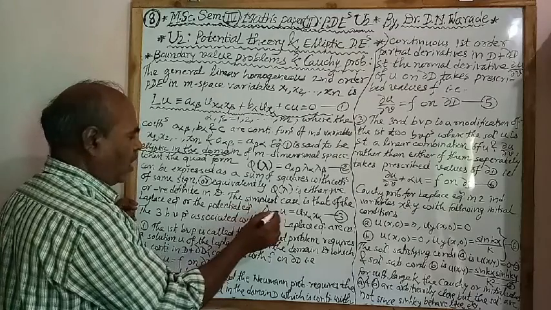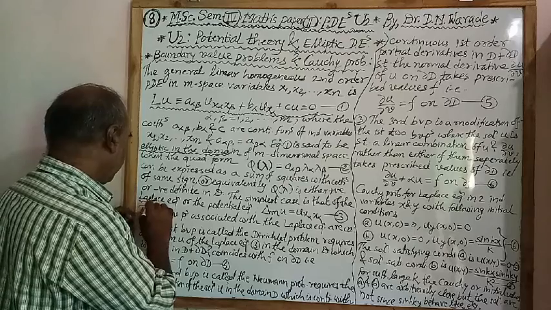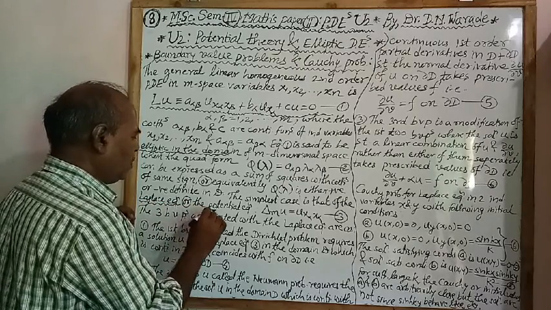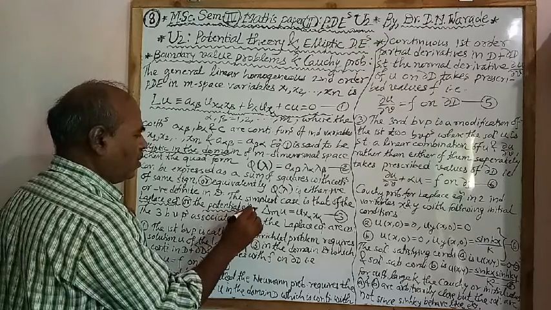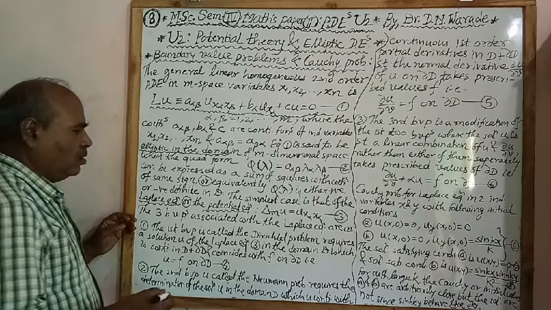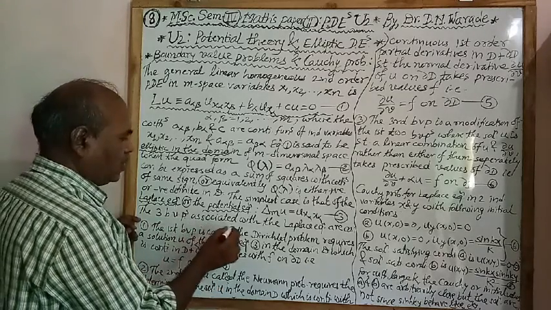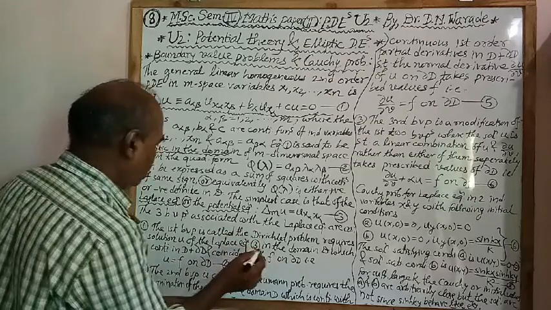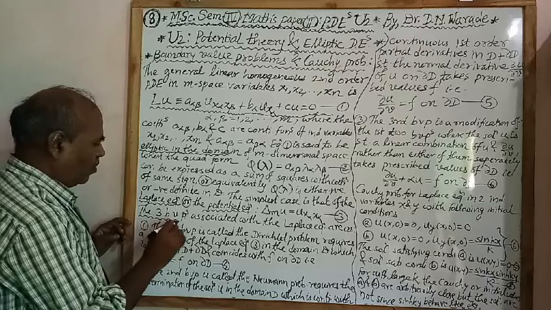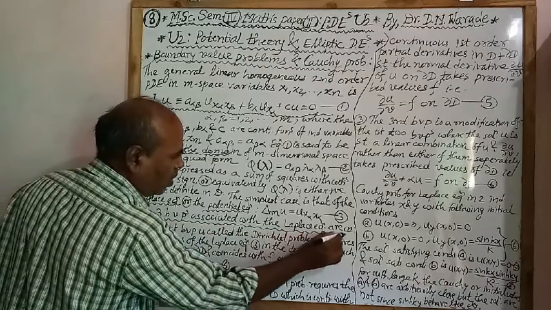The simplest case is that of the Laplace equation, or the potential equation, given by Δu equal to u_{xα xα}. The three boundary value problems associated with the Laplace equation are as follows.